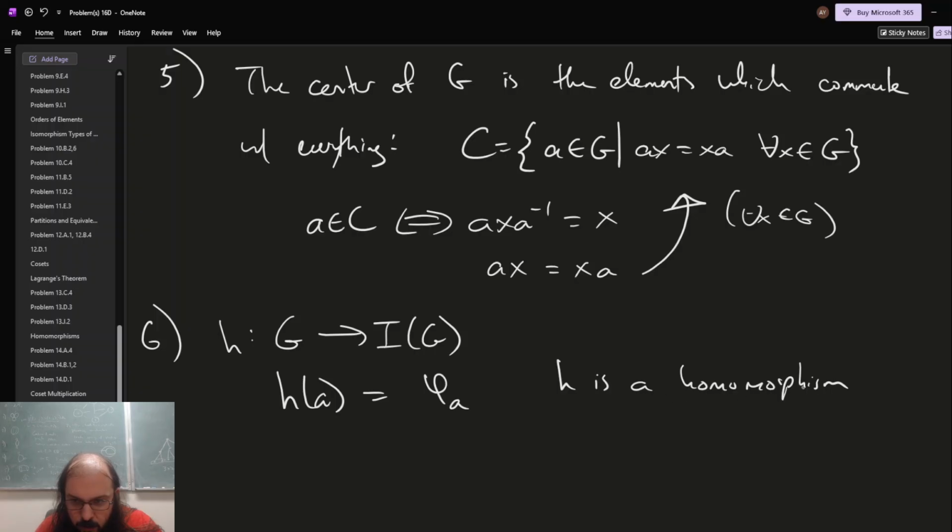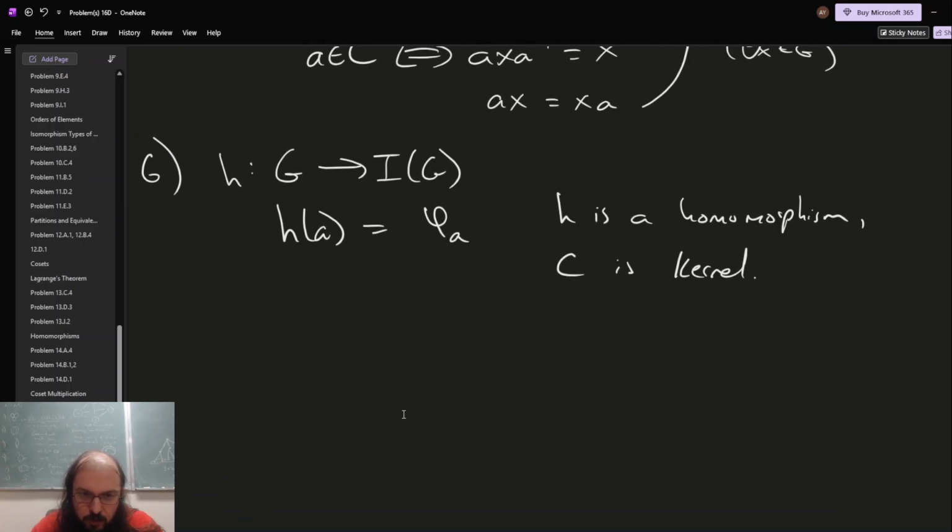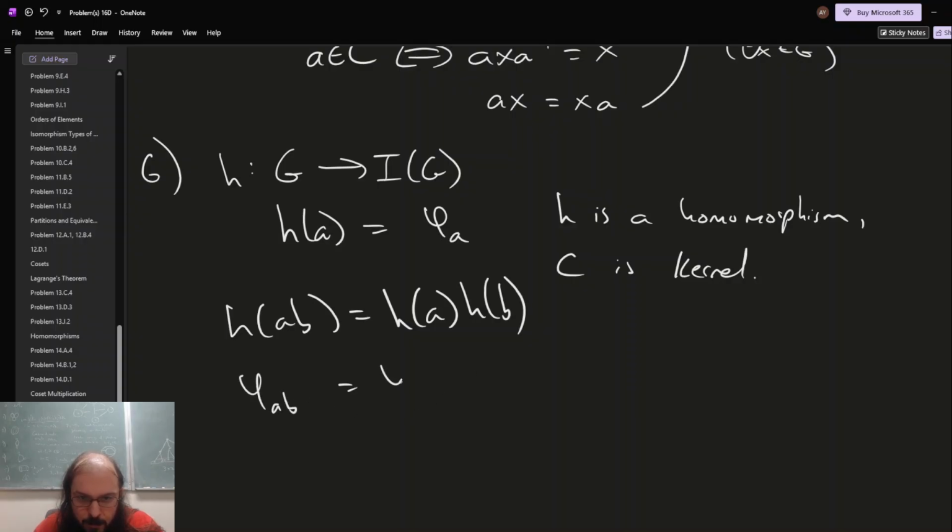And C is its kernel. And again, these are basically the definitions. What does it mean to be a homomorphism? It means that H of AB equals H of A, H of B. H of AB is phi AB. This is phi A composed with phi B. This was part 3.